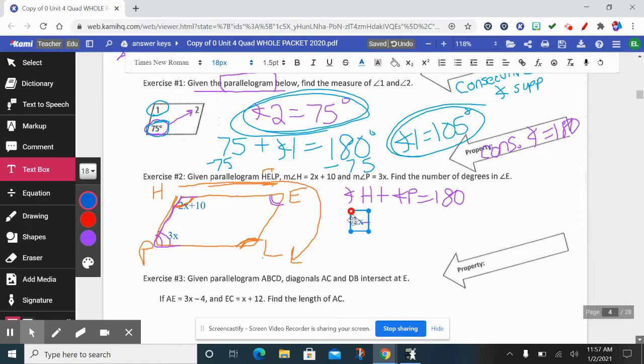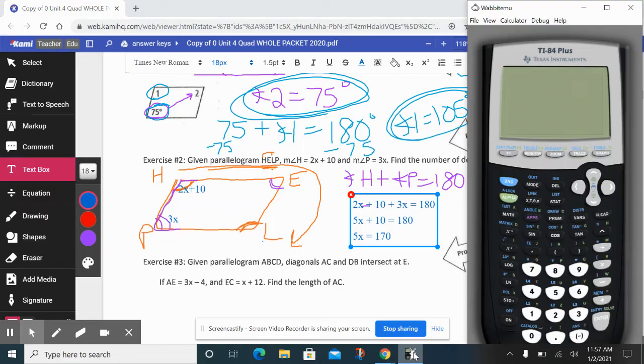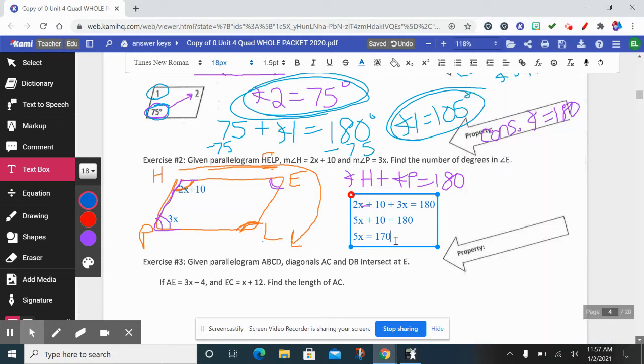So we're going to take the 2x plus 10 plus 3x equals 180. Combining like terms, we have 5x plus 10 equals 180. Subtract our 10 over, 5x equals 170. And if we need to calculate that out, 170 divided by 5 is going to give us that x equals 34.